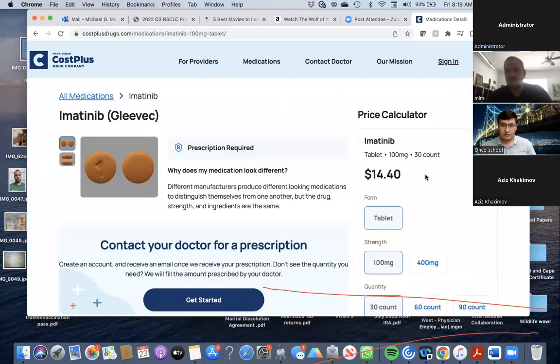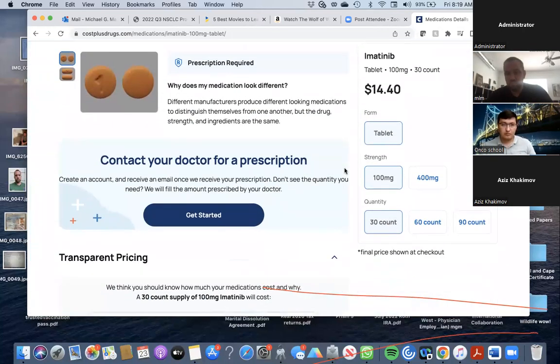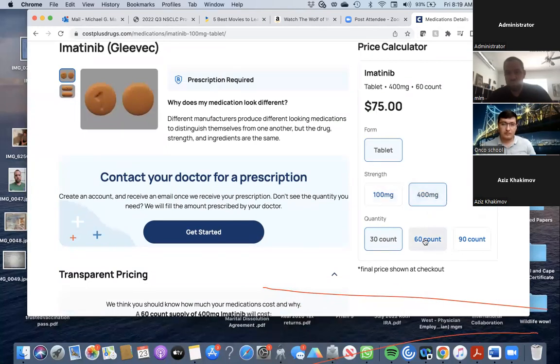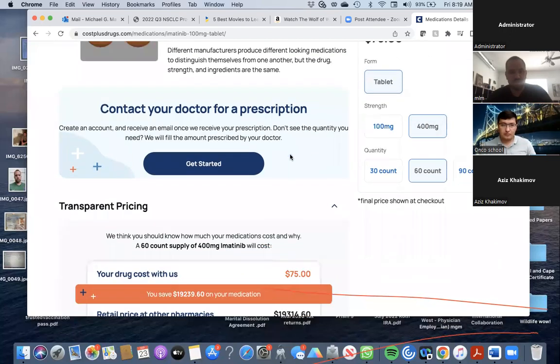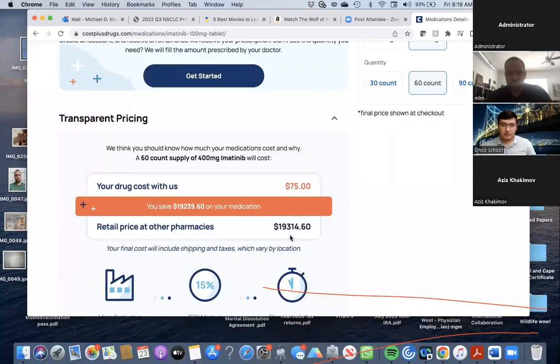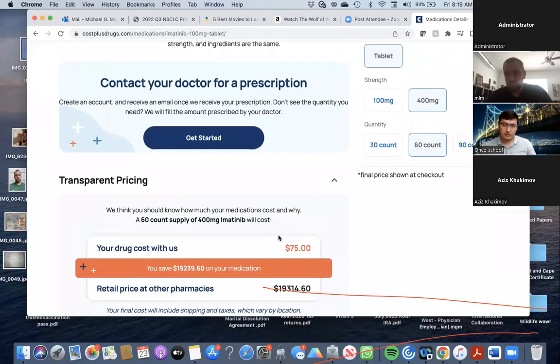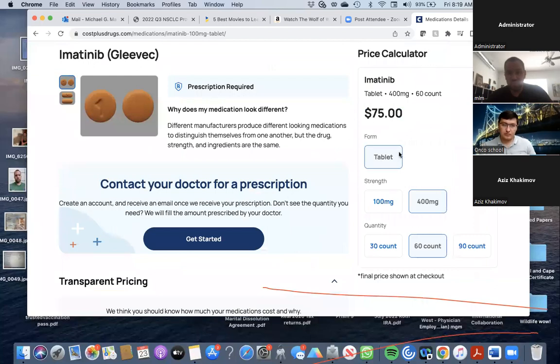Oh, I'm sorry, it's $14 for 30. So if we switch it up to a 2 months supply at 400 milligrams, it's $75. So you're getting a savings of $19,314. So this should be extremely available and you should be able to get it.